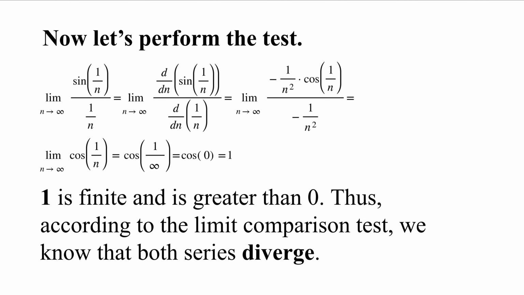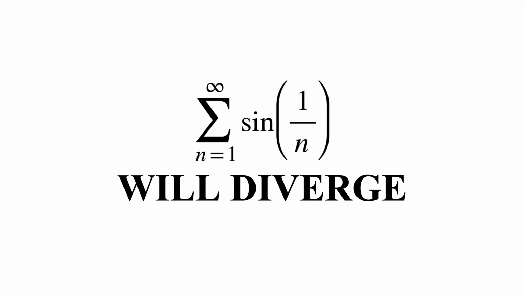We simplify and cancel out, and we are left with the limit as n approaches infinity of cosine of 1 over n. If we plug in infinity, it evaluates to the cosine of 1 over infinity, which equals the cosine of 0, which equals 1. 1 is finite, and it is greater than 0. Thus, according to the limit comparison test, we know that both series will diverge. And that is our final answer.